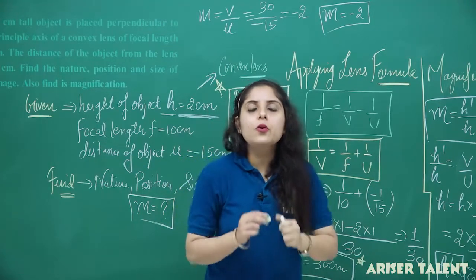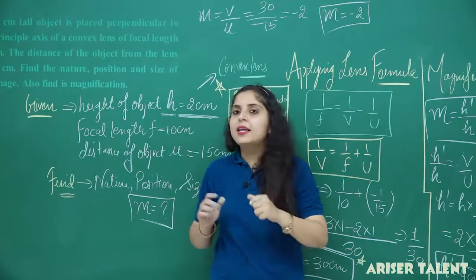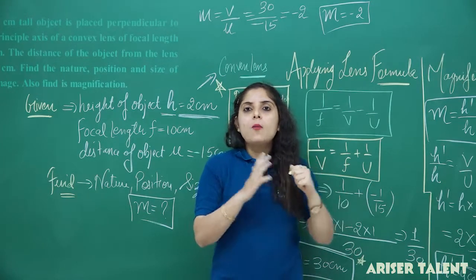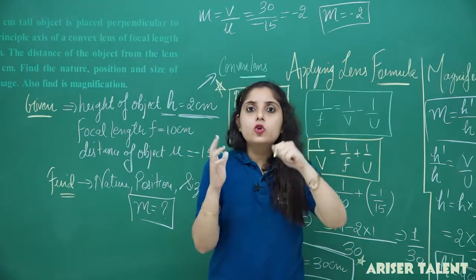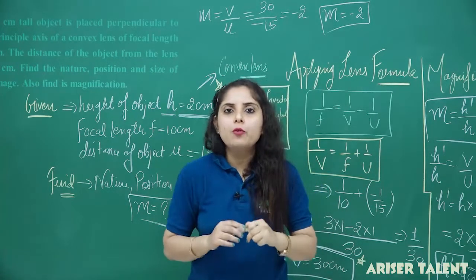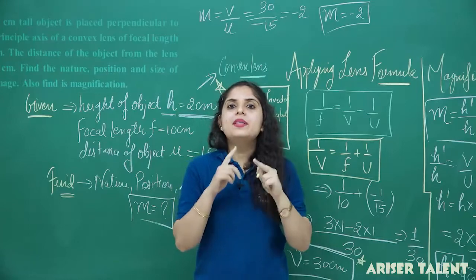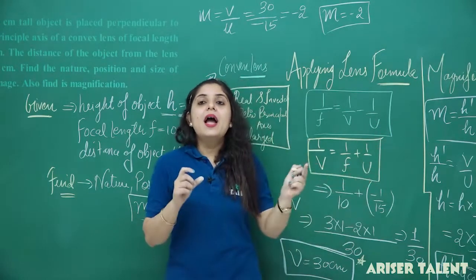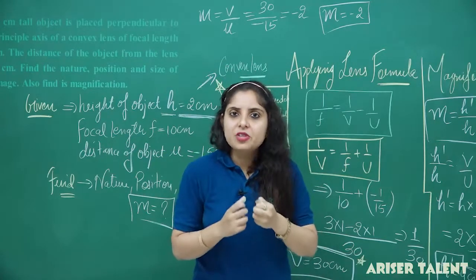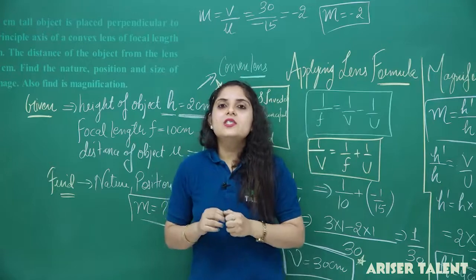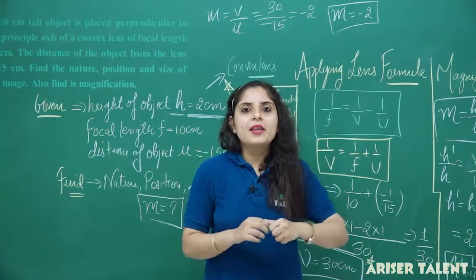So, this is how you can solve the numerical problems that can be asked in your exam, related to your lens formula and magnification. So, the question can be asked in your exam by combining both these parts. So, what you have to remember? You have to remember the lens formula, you have to remember the formula for magnification, and you have to learn the sign conventions also for solving such type of problems. So, this is all about the lens formula and magnification.